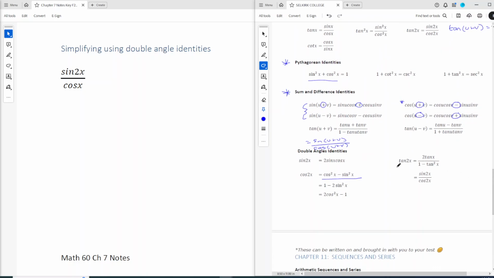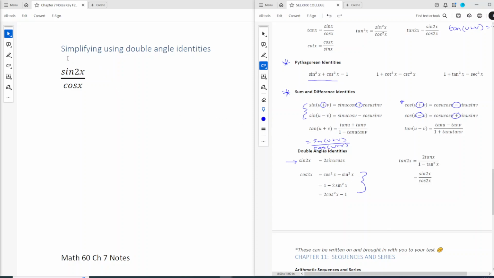Our double angle identities: sine 2x is equal to 2 sine x cos x. It's a really easy one to replace, but cos 2x has three choices, and we have to decide which one we're going to use. And then tan 2x has two options as well. You can replace it with 2 tan x over 1 minus tan squared x, or you can replace it with sine 2x over cos 2x and then use these identities after that. It's kind of up to you.